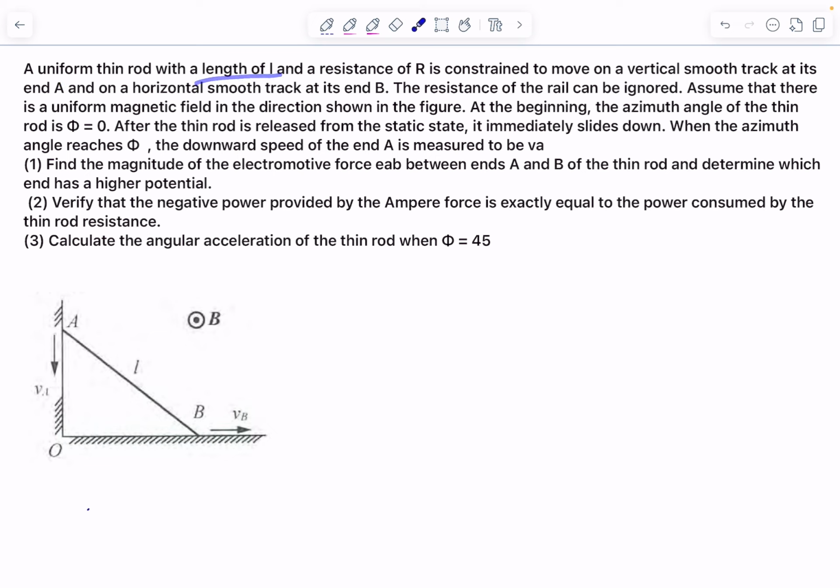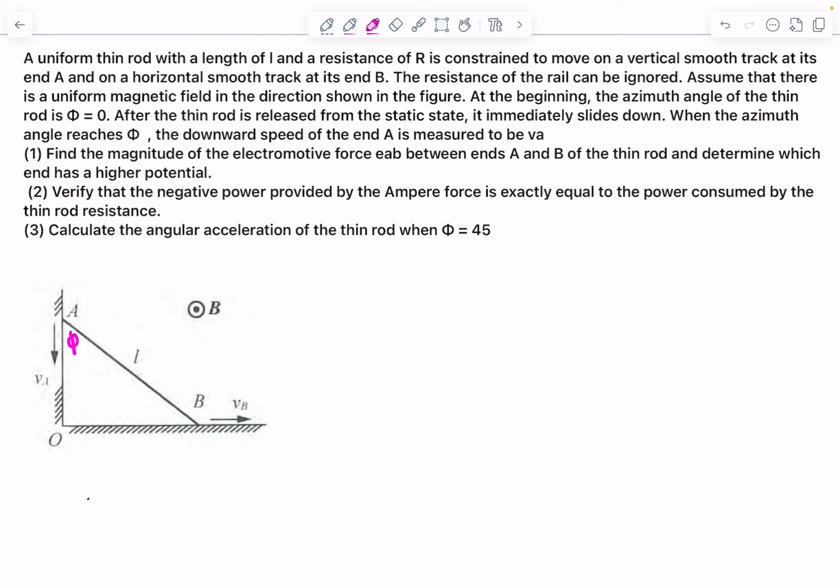At the beginning, the azimuthal angle of the thin rod is phi equal to 0. Okay, so judging by the diagram, initially the rod would be something like this. Basically, the angle that they're talking about is this particular angle. After the thin rod is released from the static state, it immediately slides down. When the azimuth angle reaches phi, the downward speed of the end A is measured to be VA. So they're saying at this general phi, this point A has a speed of VA. So yeah, that's the given situation.